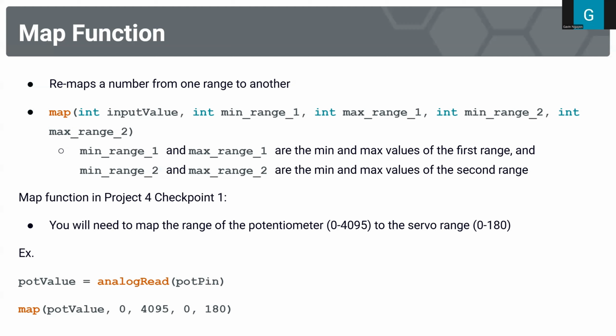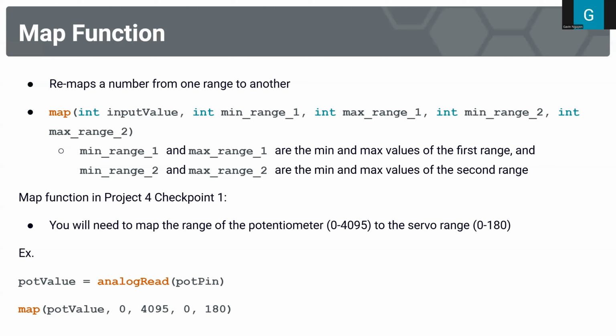the first range. In Project 4, for example, it's going to be the potentiometer or the photoresistor's range. And then min range 2 and max range 2 are going to be the minimum and maximum values of the second range, which is going to be the servo between 0 and 180 degrees. So for the map function in Project 4 checkpoint 1, you're going to need to map the range of the potentiometer, which is between 0 and 4095, to the servo range of 0 to 180 degrees.